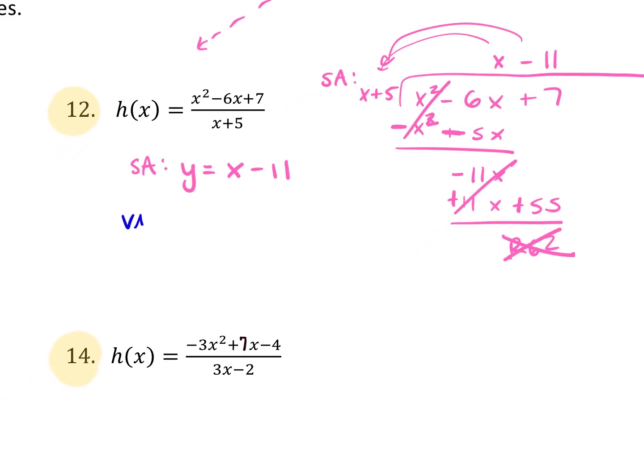Next, it asks for the vertical asymptotes. What do we look for the vertical asymptotes? Set the denominator equal to 0. So we've got x equals negative 5. So our vertical asymptote would be x equals negative 5.